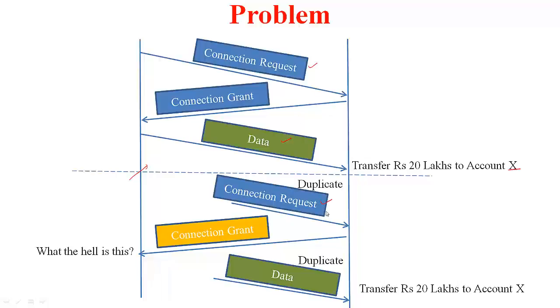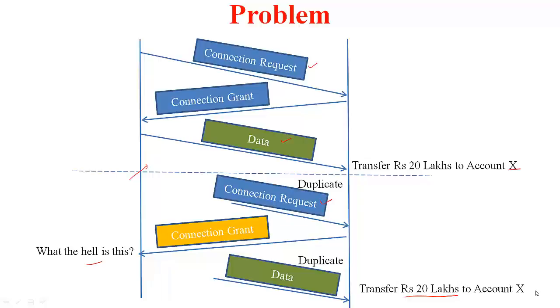So in response to this, the bank thought it was a new connection and sent a connection grant. And here you are wondering what the hell is happening? Why am I getting some response from the bank? And in the meantime, your previous packet came and there you go, you transferred another 20 lakhs to account X and your bank balance is now nil. You definitely don't want something like this to happen.